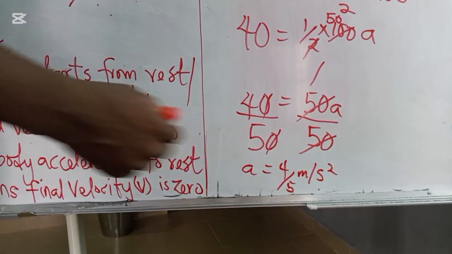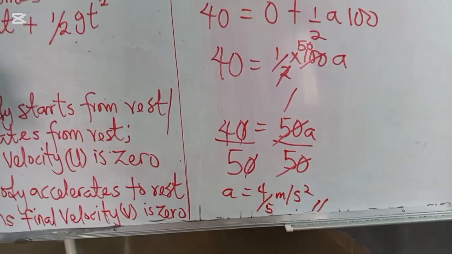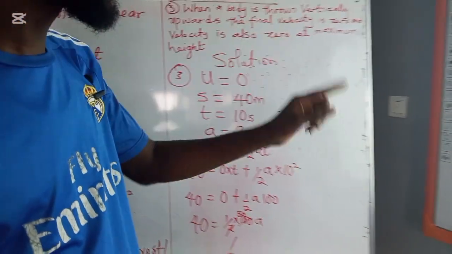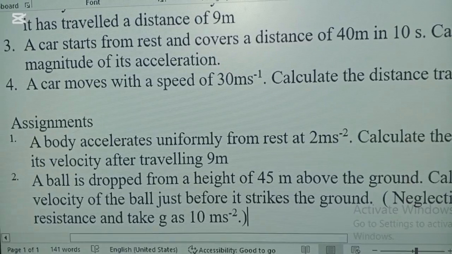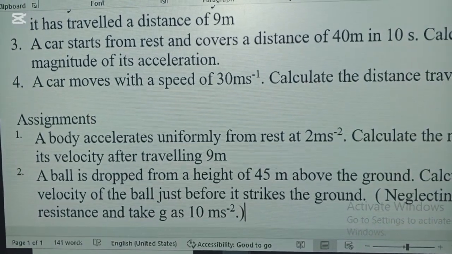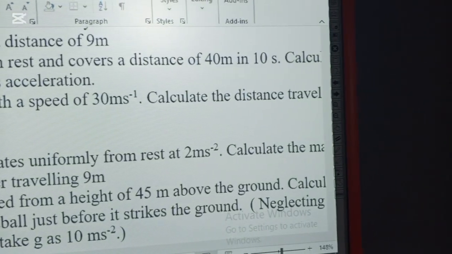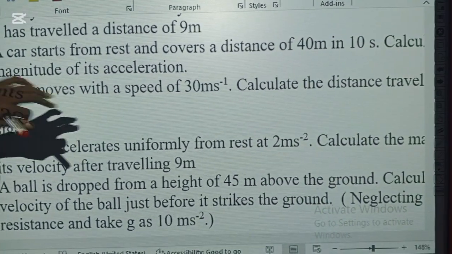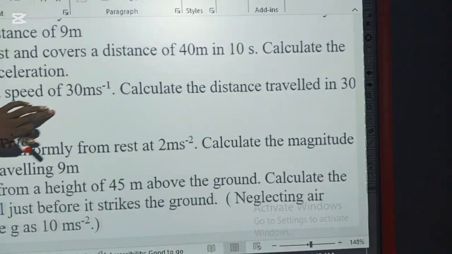Now you can decide to also convert this to a decimal. So when you do 4 divided by 5, you get your answer in decimal. Now let's go straight to the last question. The last question says a car moves with a speed of 30 meters per second. Calculate the distance traveled. I think this is straightforward. Calculate the distance traveled in 30 seconds.